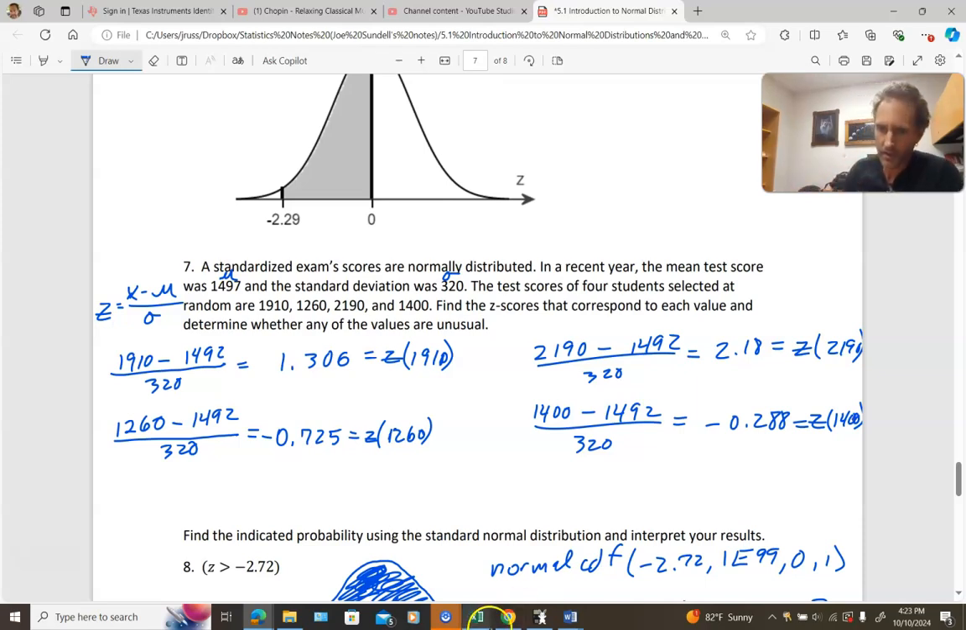Okay, so the last part of this question says, determine whether any of the values are unusual. Well, if you think back, we said that any score or any data value in a distribution that is 2 or more standard deviations beyond the mean, those are deemed unusual. Okay, and so there's only one of those scores, and it's this one right here, because see, the z-score is 2.18.